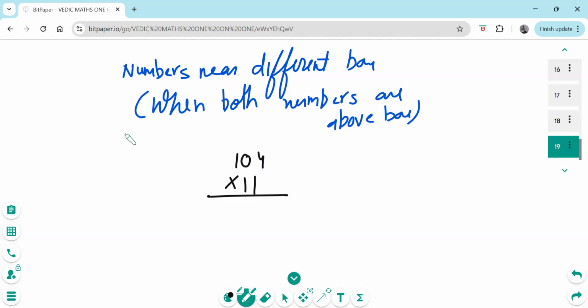So here, what we're gonna do, the base for this guy is 100, right? And for this guy, the base is 10. Now that's a problem. They have different bases. So first, what you're gonna do, you write this is plus 4 and this is plus 1, as you can see extra, right?